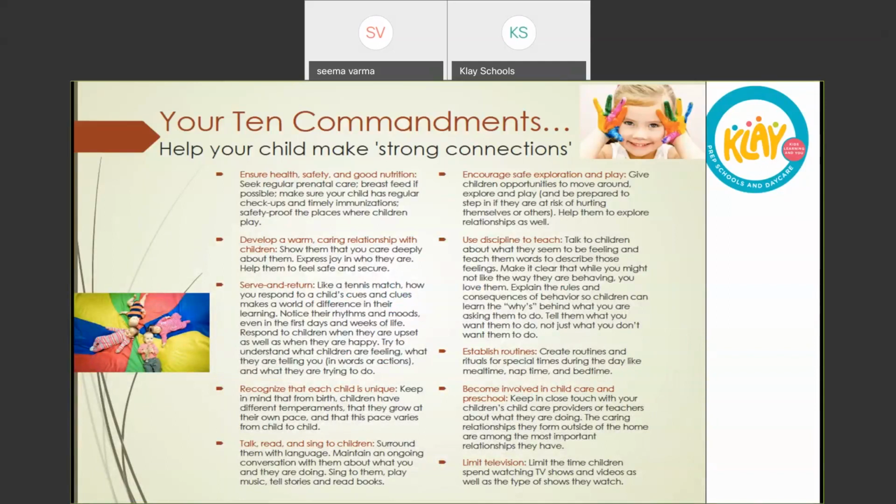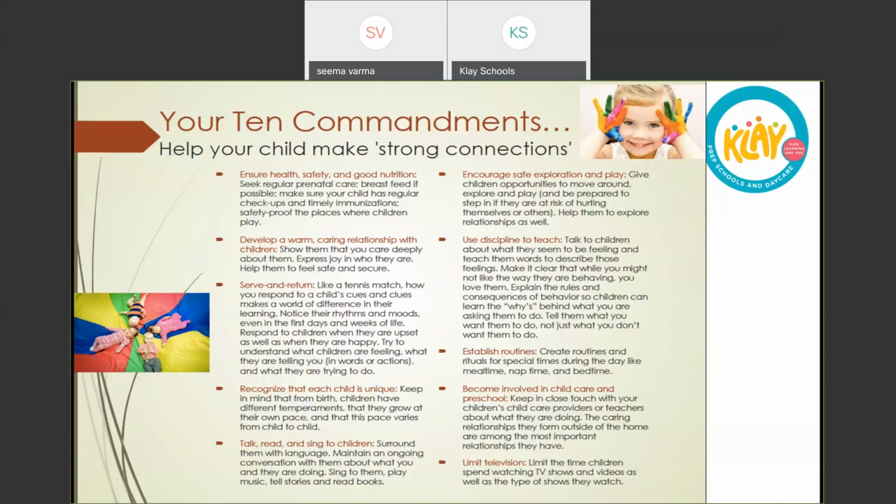So the first one is ensure healthy safety and good nutrition. Develop a warm and caring relationship with children. Respect is very important. Be 100% in the moment with your child, whichever activity you are doing or whatever chore you are sharing with the child, be 100% there. And that helps them feel safe and secure. The serve and return works very well.